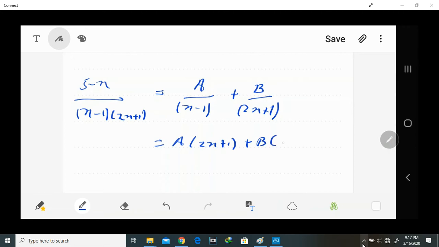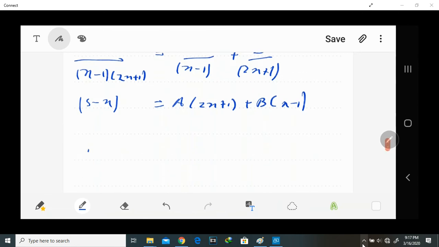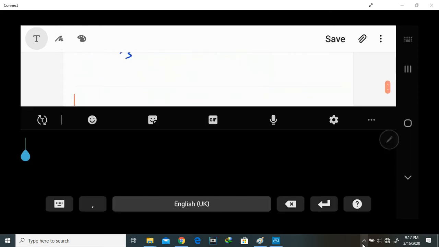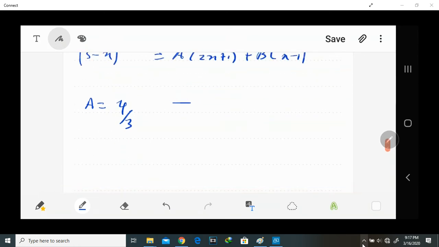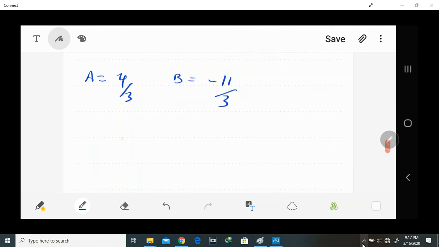You take x minus 1 and 2x plus 1 as common denominator, and when you solve this, you would get a as 4 by 3 and you would get b as minus 11 by 3. And for the solving, you will get the partial fractions as 4 over 3(x minus 1) minus 11 over 3(2x plus 1).